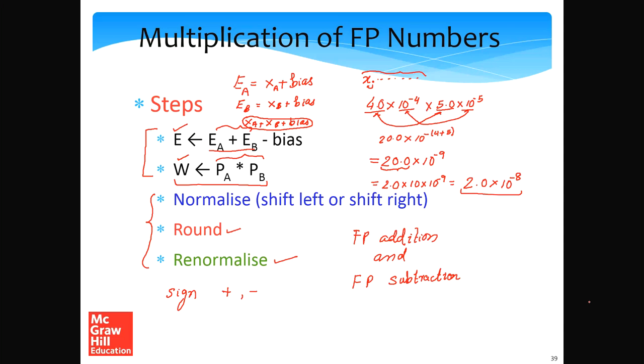Once we have the sign of the result, the new significand which has been normalized, and the new exponent, we can construct the result. So given two floating point numbers with a multiply operation, we can construct the result and return it.